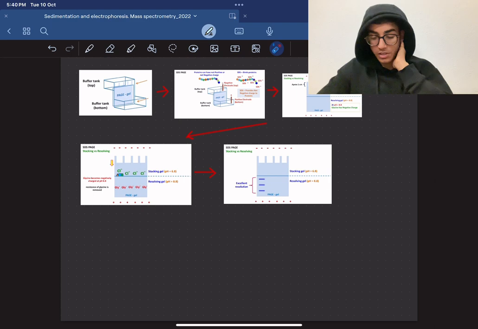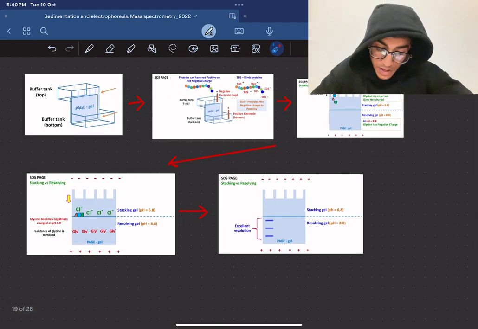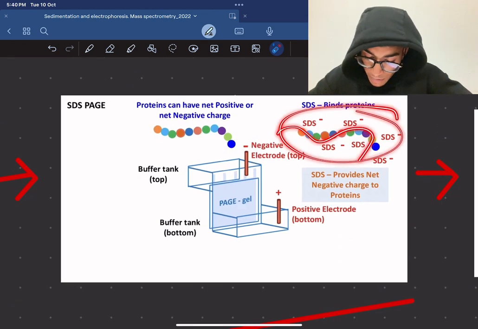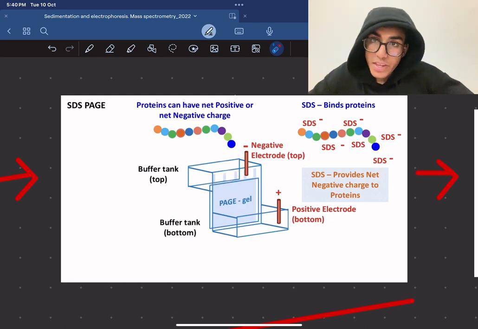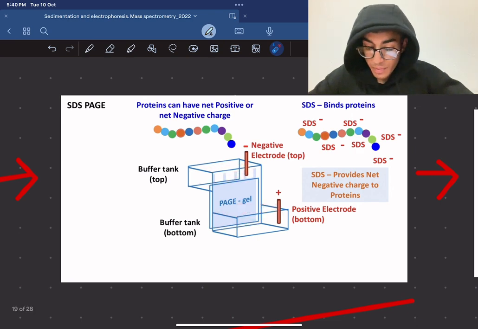our SDS-PAGE. So what we do is we have our proteins, which are in their primary structure, all with a negative charge. The negative electrode is up top and the positive electrode at the bottom, so that they move downwards. Now we add them here. There are a few things contained in the buffer, solutions in here, so we need to remember those.